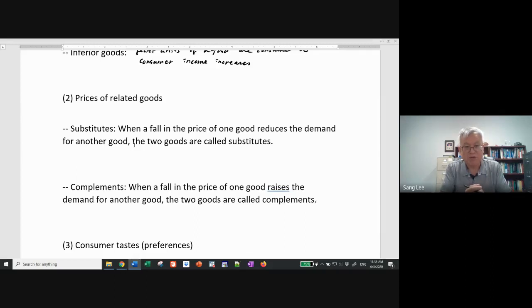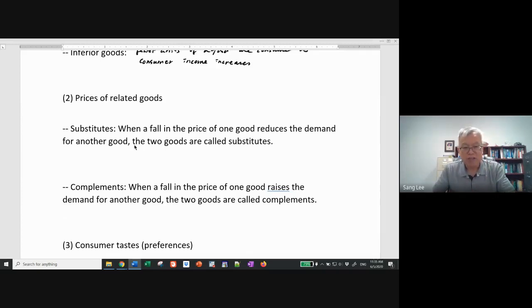Okay. So now the technical definition of substitutes here is what? So I said two goods in competition, or when one good can be used in place of another, we say those two goods are substitutes. But here's a technical definition.